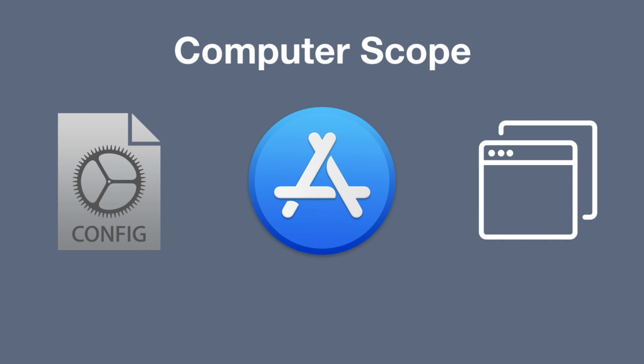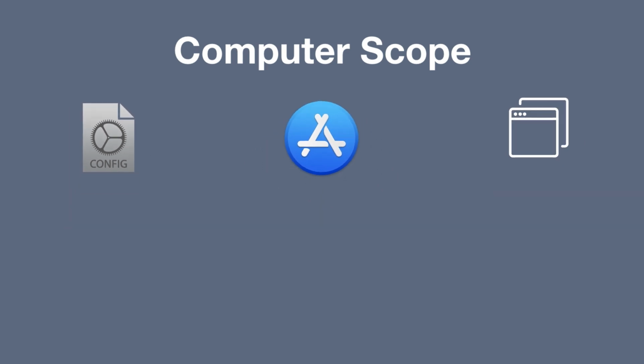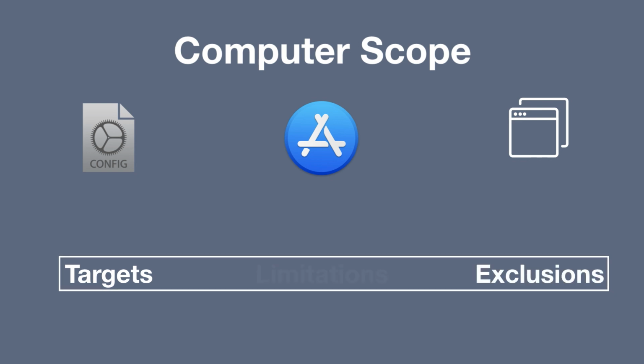My name is Nate, and welcome to our video on computer scope. 3 options are available when scoping to computers: targets, exclusions, and limitations. This video will focus on targets and exclusions.